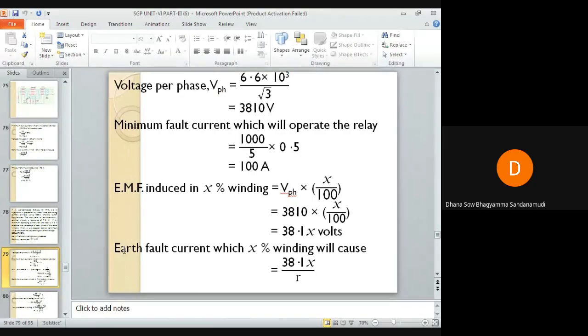So the earth fault current which X percentage winding will cause must be equal to the minimum fault current which will operate the relay. So definitely, 100 must be equal to 38.1 X by R. What is the R value? 7.5. So if you substitute 7.5 and equate this whole expression with 100, you can determine the X value.